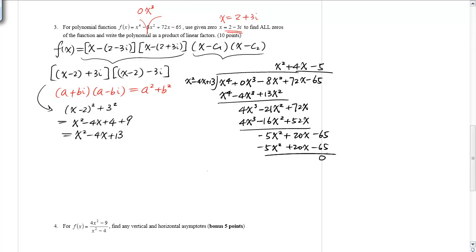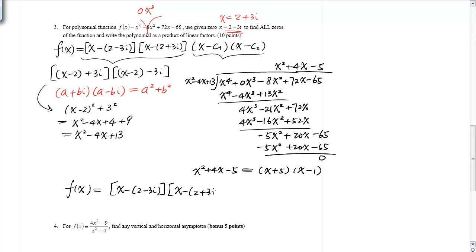And the remainder is 0, which tells us that the original function equals the product of these two factors and x squared plus 4x minus 5. Now, x squared plus 4x minus 5 can be easily factored as x plus 5 and x minus 1. So with that, the original function can be written as x minus 2 minus 3i, that's the given one, x minus 2 plus 3i, that's the conjugate one, and then x plus 5, x minus 1. At this point, the original function is completely factorized into linear factors, and as you can tell, there are exactly 4 of them.